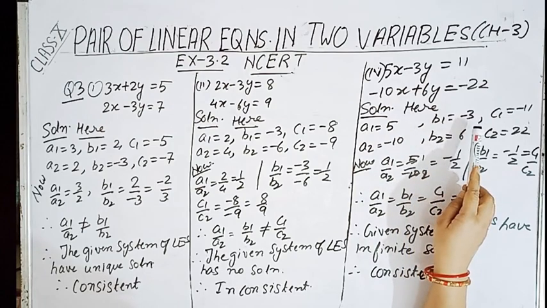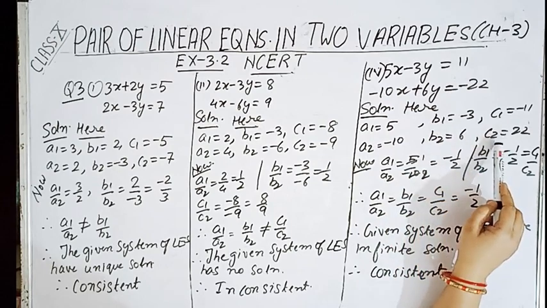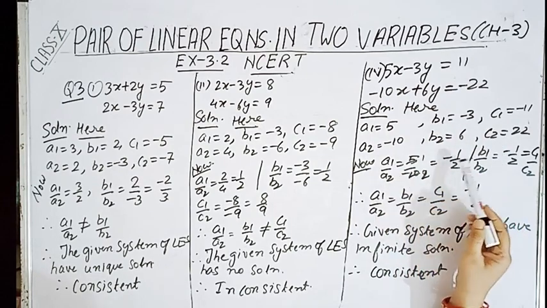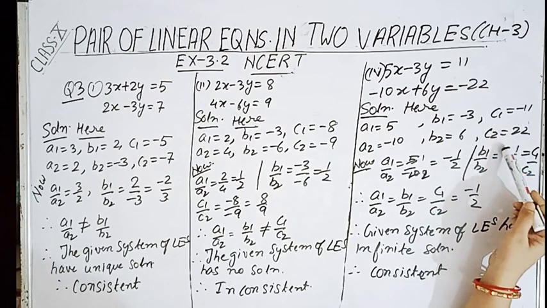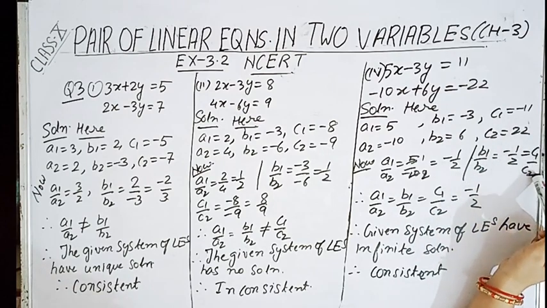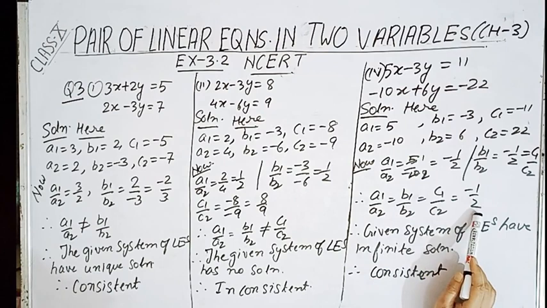Subpart number 4 is 5x minus 3y equals 11 and minus 10x plus 6y equals minus 22. Again, writing the values of a1, a2, b1, b2 and c1, c2, we get the ratio a1 by a2 as minus 1 by 2, b1 by b2 as minus 1 by 2 and c1 by c2 is also minus 1 by 2. Thus a1 by a2 equals b1 by b2 equals c1 by c2 equals minus 1 by 2. Therefore, the given system of linear equations has infinite solutions. Therefore, it is consistent. Now, let us go to the next question.